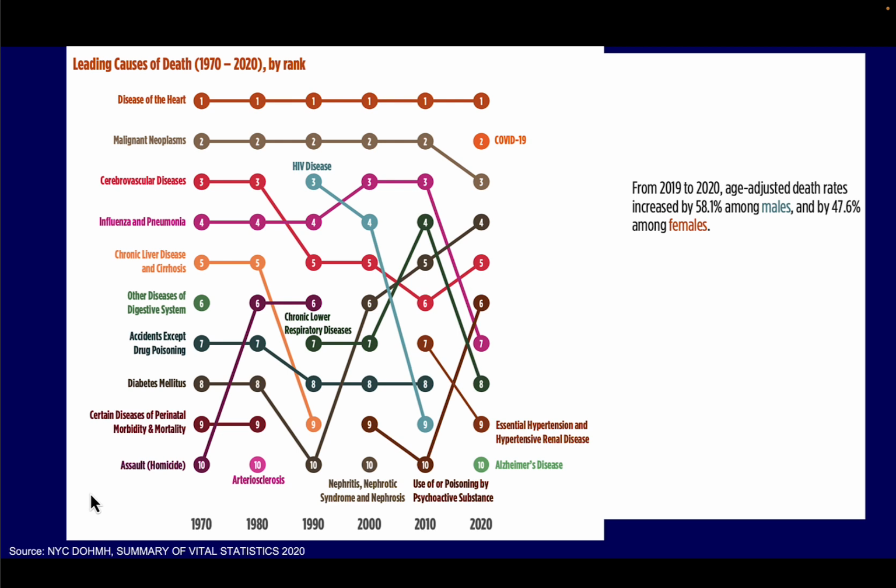And also on the rise between 2010 and 2020 are deaths due to psychoactive substances, which jumped from number 10 to number 6 in just 10 years. And this is, of course, due to the opioid crisis and fentanyl.